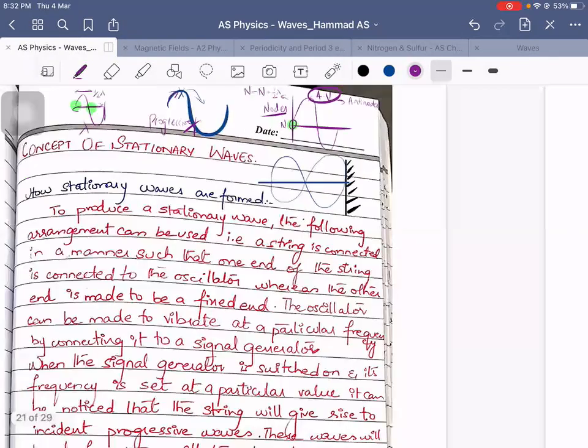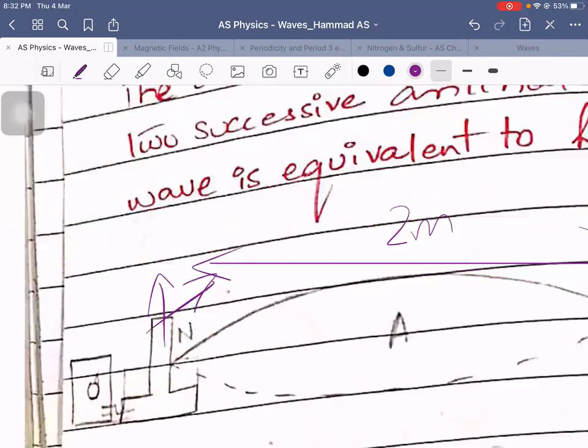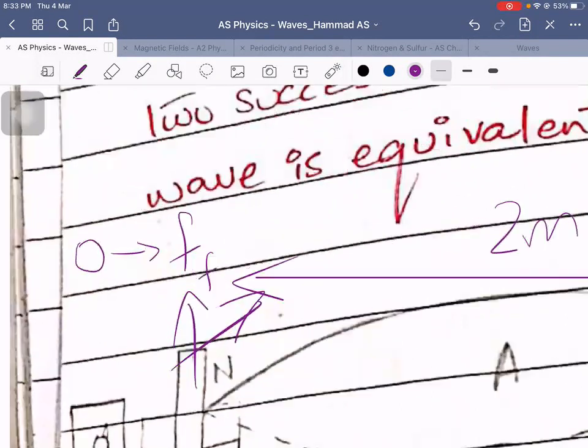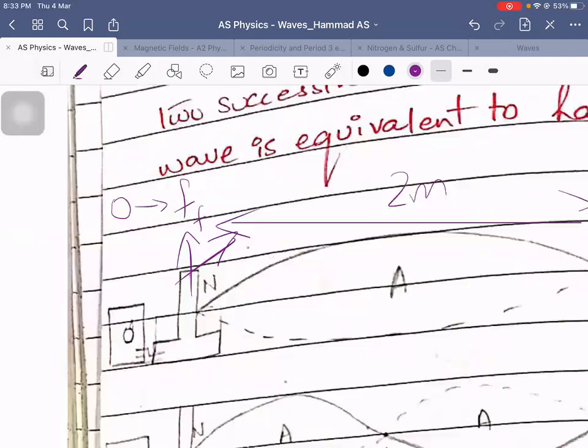Right. So you need to understand that I am setting up the frequency of this forced oscillator from 0 to a certain value, let's say I'll call it a special value ff. The forced oscillator was initially at 0 frequency, and I had set it off to a certain value ff, and I realized a wave was being formed.